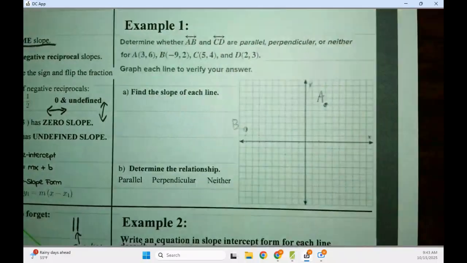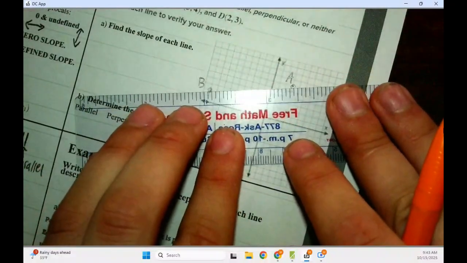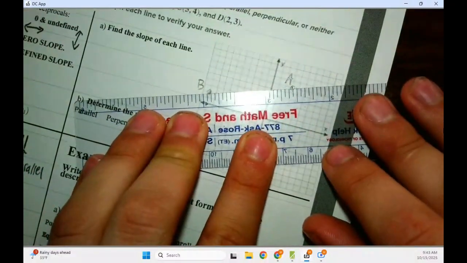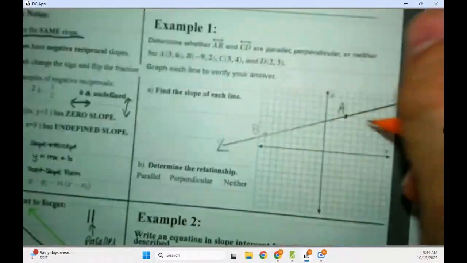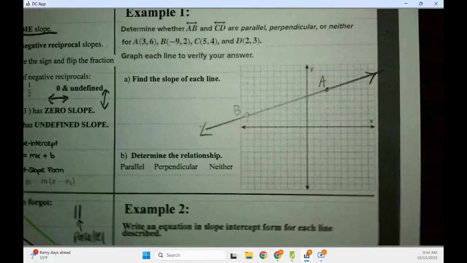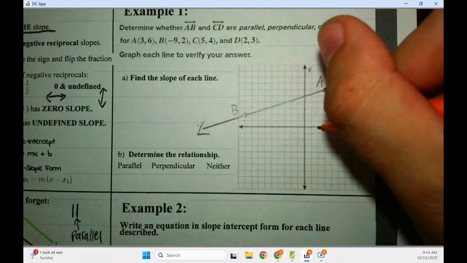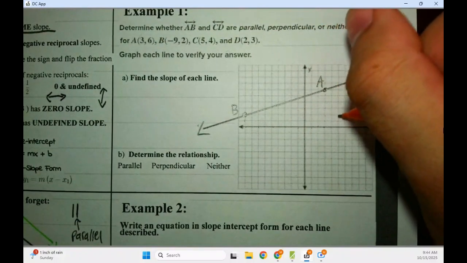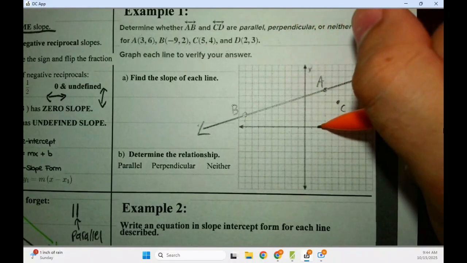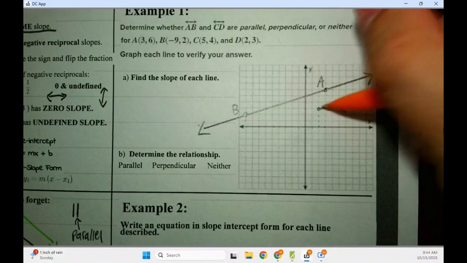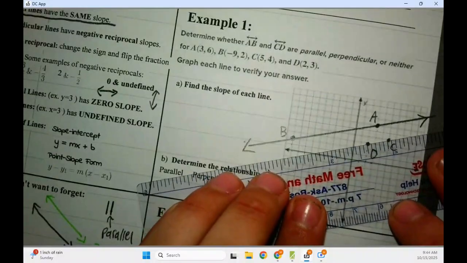So there's B. I'm just going to grab a ruler here and trace that between each other. We have 2 points, so we can make a line. There we go. Perfect. Something just about like that. That's A to B. So let's find C to D. C is at 5, 4. So 1, 2, 3, 4, 5. 1, 2, 3, 4. There's C. And D is at 2, 3. So 1, 2, 1, 2, 3. There we go. So again, I'm going to trace that over. There we go.